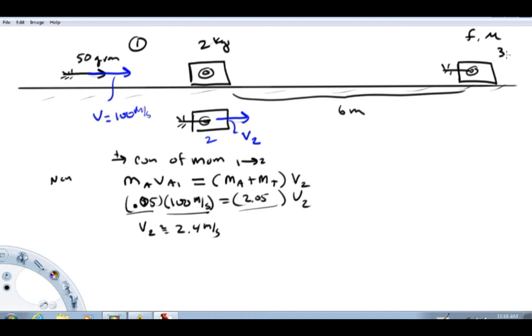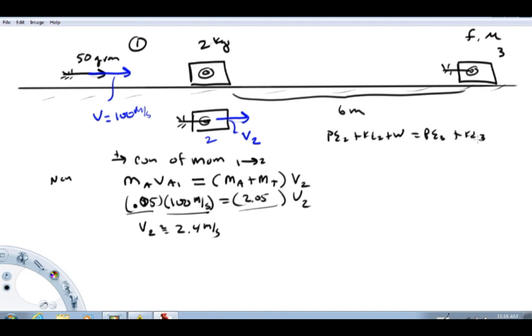Now from 2 to 3, there's a couple ways we can handle it. We could use the 2.4 meter per second, the 6 meter, write a velocity graph, use the distance and area and stuff like that to calculate time, and then the acceleration, go to a free body. I'm going to go ahead and just write out the work energy theorem from 2 to 3. So PE2 plus KE2 plus work equals PE3 plus KE3.